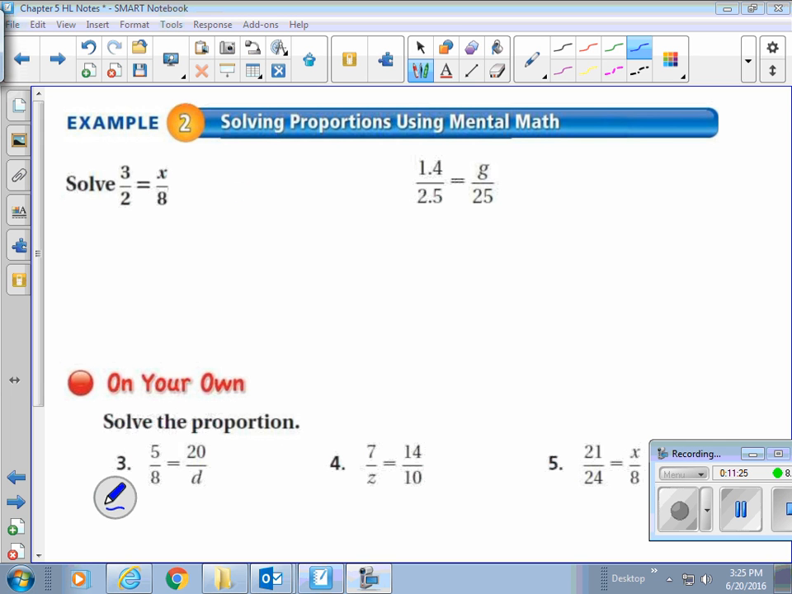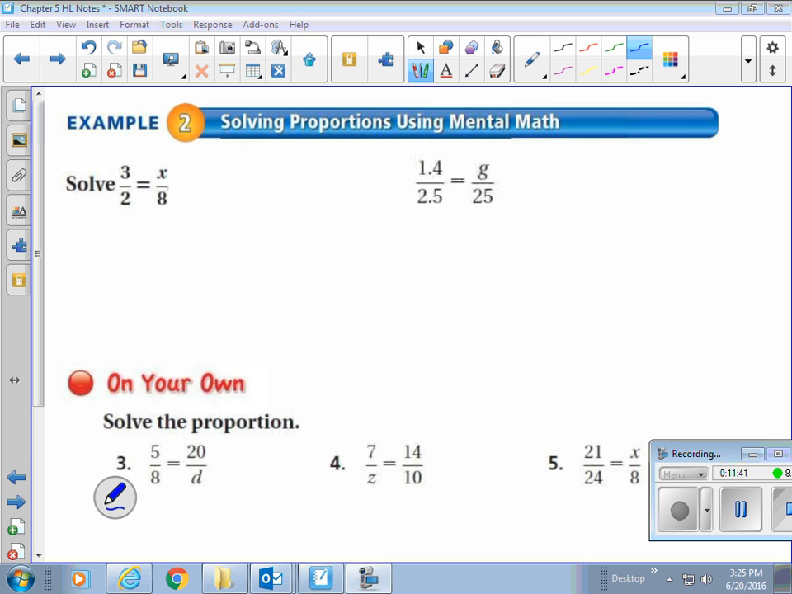In the next part we're going to look at solving proportions using mental math. So you already know how to do it using your cross products, which is always a great way to go back to if you want. 2 times x is 2x and 8 times 3 is 24. 2x equals 24, you could solve.